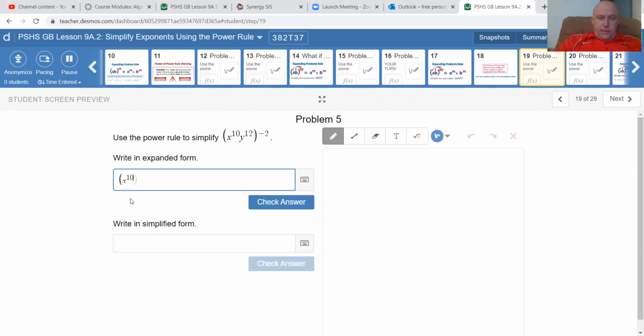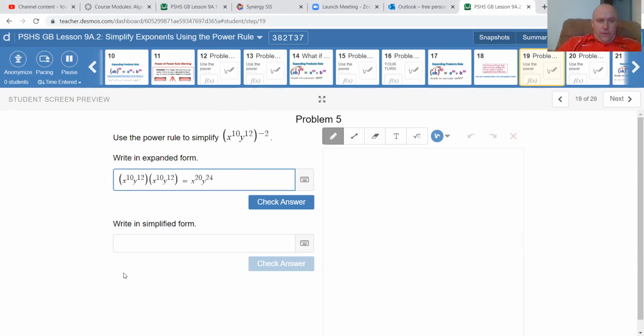I'm going to put my x to the 10, y to the power of 12, and I'm going to do it again. x to the power of 10, y to the power of 12. So I wrote it out 2 times, and now I'm going to work this out. I'm adding exponents. So 10 add 10 is 20, and 12 add 12 is 24.